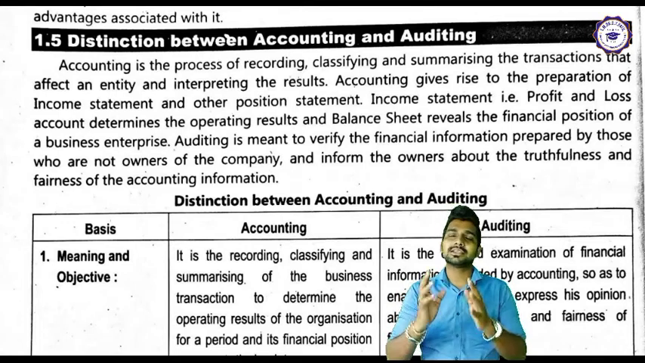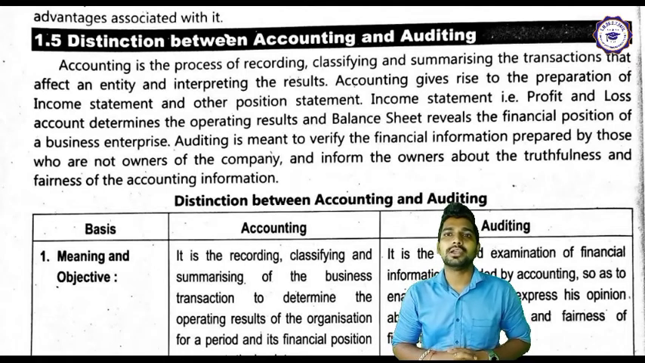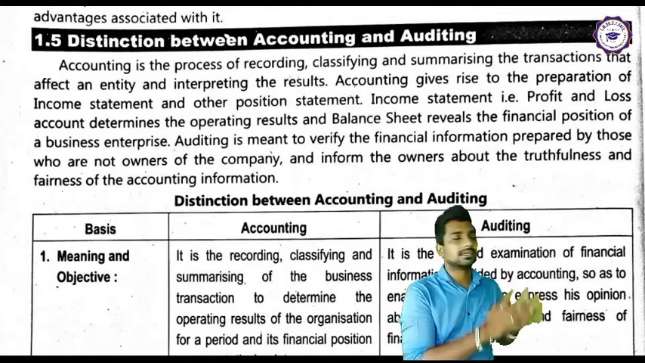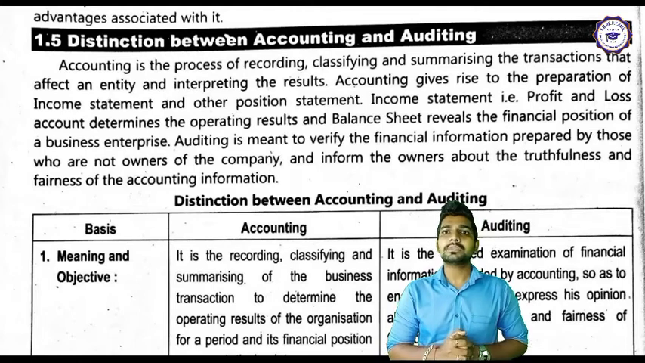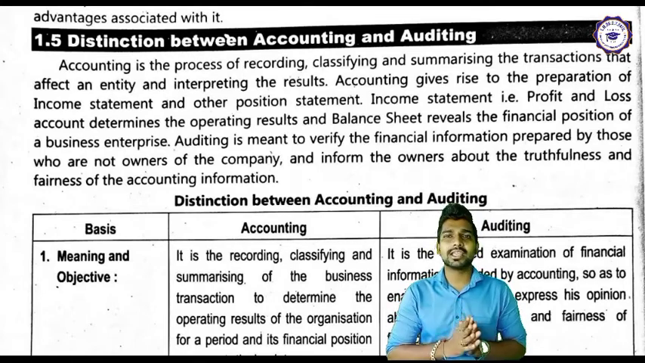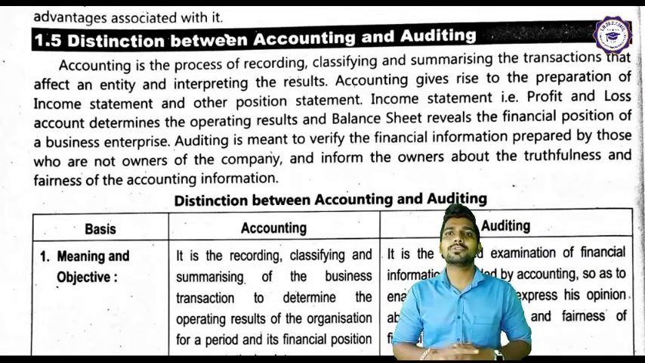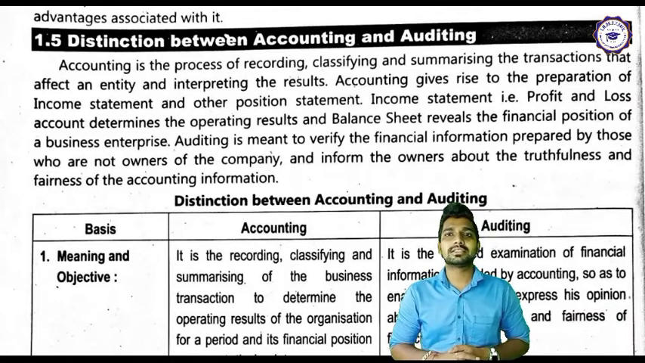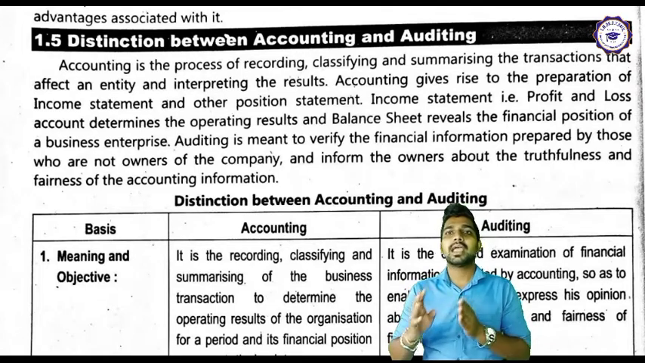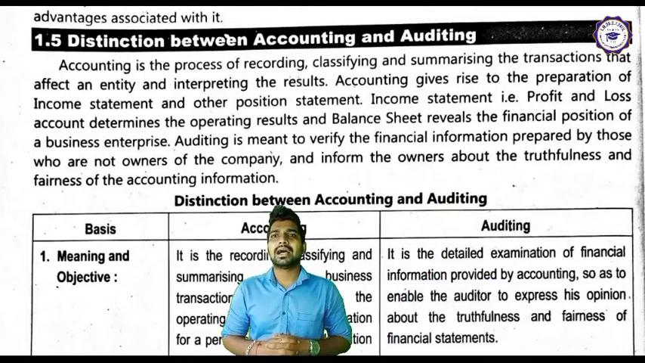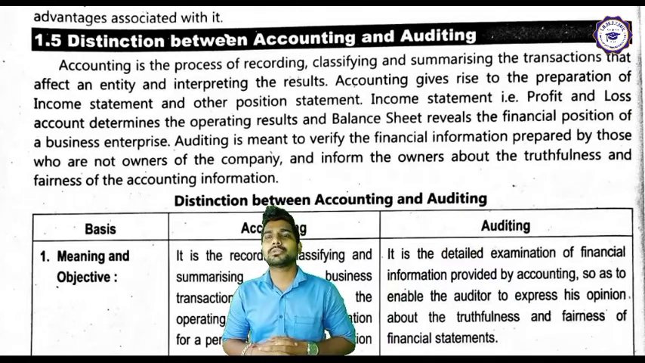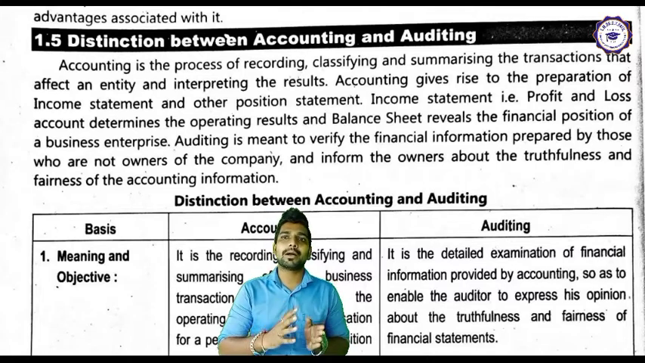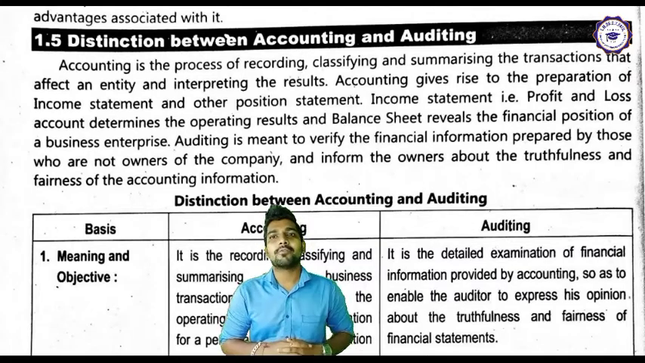So let us see the distinction between accounting and auditing. Number one, the meaning and objective of accounting and auditing. First of all, I'll read the meaning of accounting, which is given on the screen. Students, accounting is recording, classifying and summarizing of the business transactions to determine the operating result of the organization for a period and financial position. Whereas auditing is detailed examination of financial information provided by accounting, so as to enable the auditor to express his opinion about the truthfulness and fairness of the financial statements.